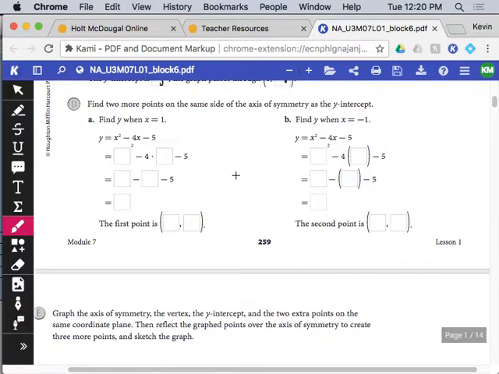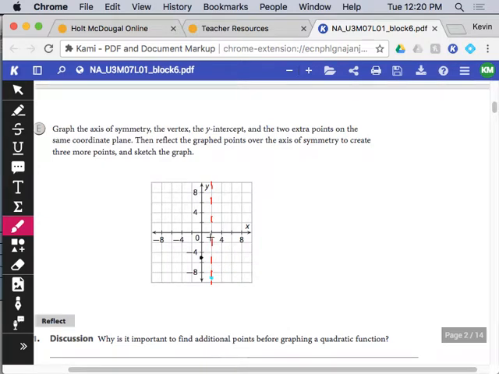Let's find its point by plugging x equals 1 into the equation. That's 1 squared minus 4 times 1 minus 5, or 1 minus 4 minus 5. 1 minus 4 is -3, subtract 5 is -8. So the point is 1, -8. Once we've determined that point, we can go ahead and plot it. 1, -8.